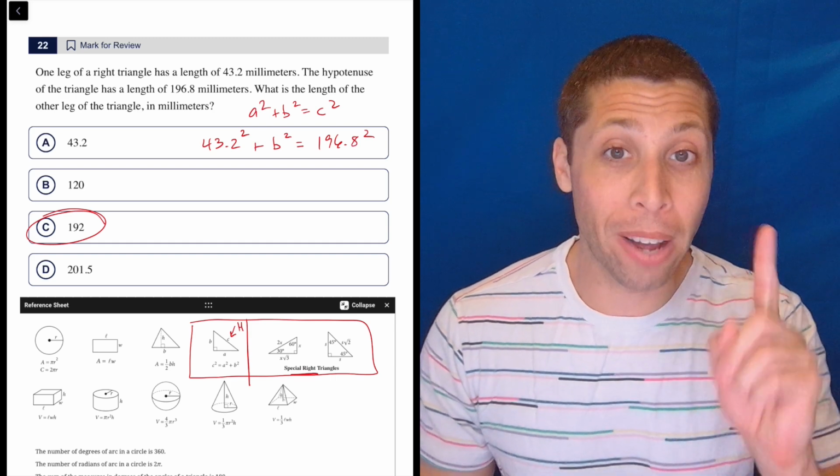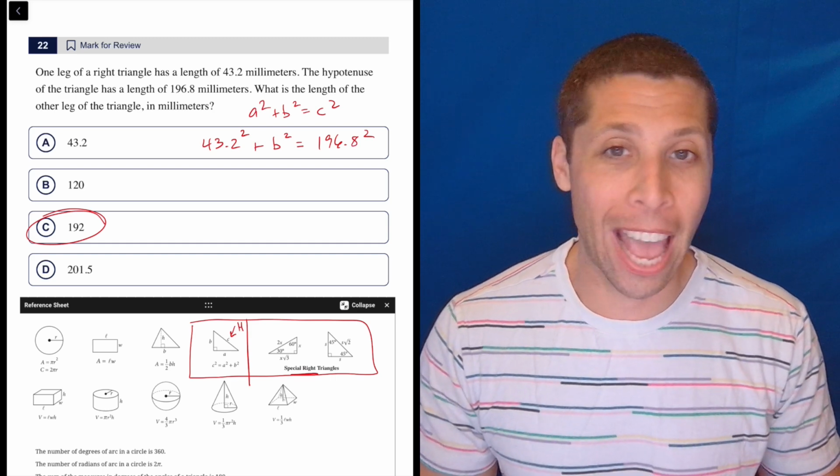So hopefully you knew enough about right triangles to be able to plug things into the right place and solve for this confidently.